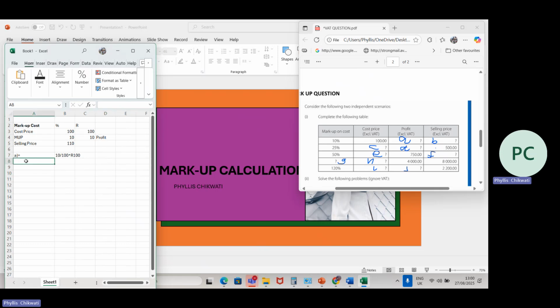So how do we get our B? Our B is our selling price. So if we bought our product at 100 rand, we add a profit of 10 rand. How much will be our selling price? Our selling price will be your cost plus your profit of 10 rand. That should give you your selling price is 110.